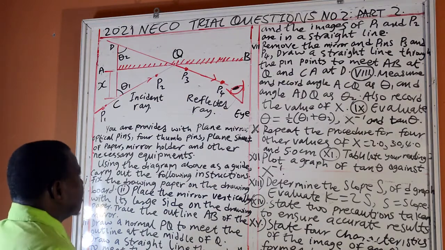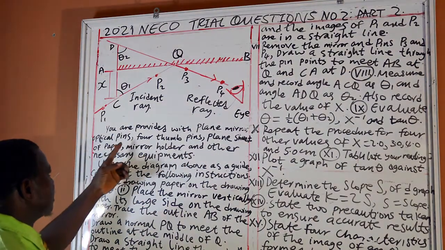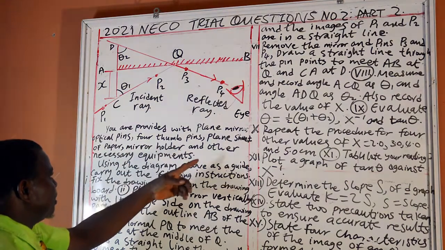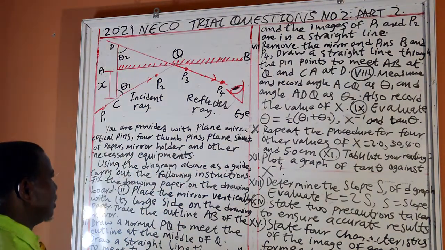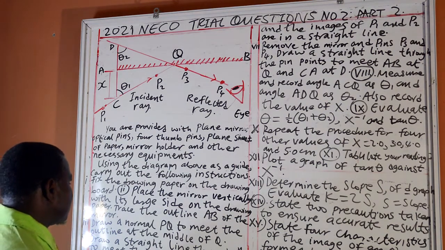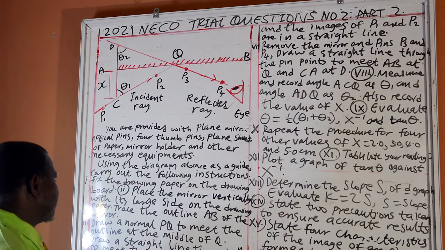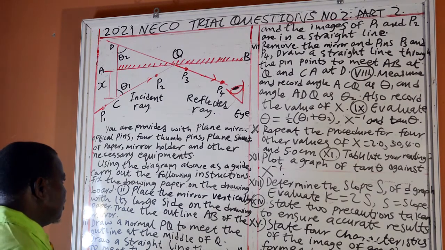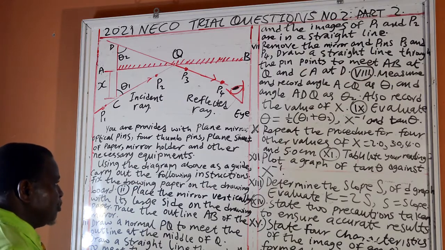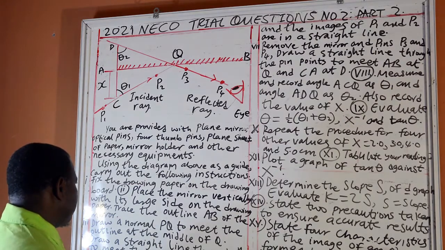This is your eye. You are provided with a plain mirror, optical pins, 4 thumb pins, a plain sheet of paper, a mirror holder, and other necessary equipment. Using the diagram above as a guide, carry out the following instructions. 1. Fix the drawing paper on the drawing board. 2. Place the mirror vertically with the slide side on the drawing paper.